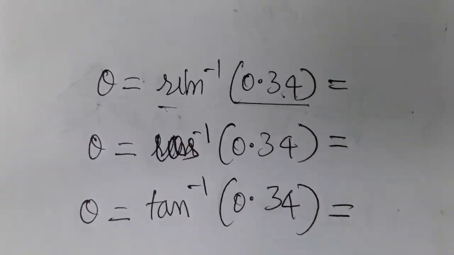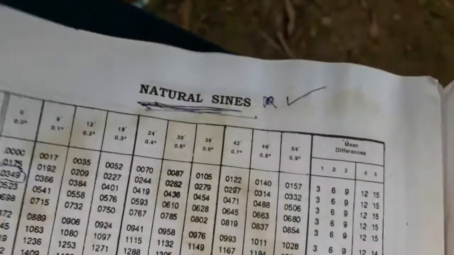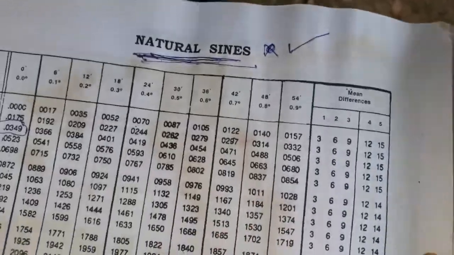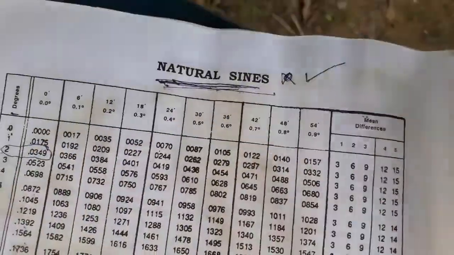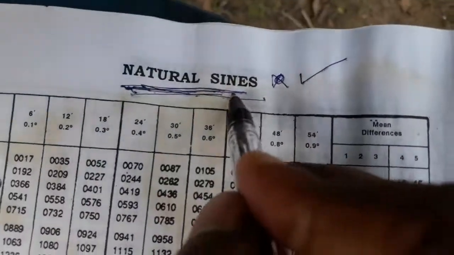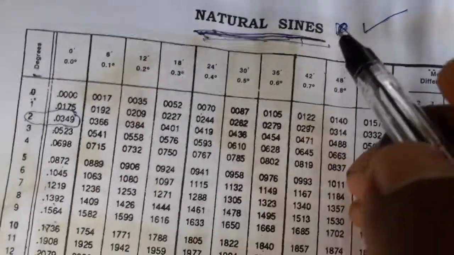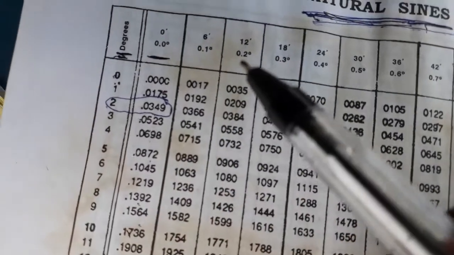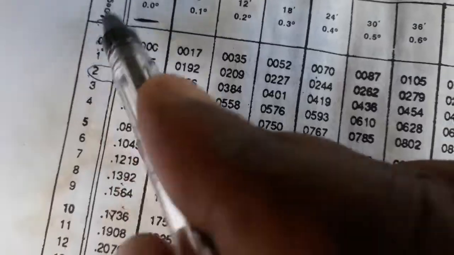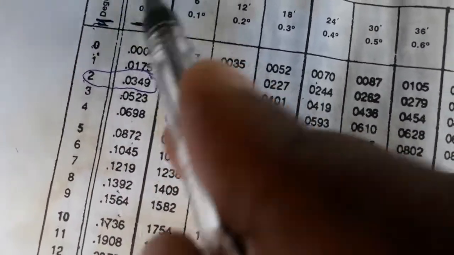How many degrees is it going to represent? We have three tables: the sine table, the cos table and the tan table. We have the value of sine, 0.34. This is the degree, and this is the value in radians. So for sine, we are going to find the degree, which means you have to look at the radian value. This is the point you can see.